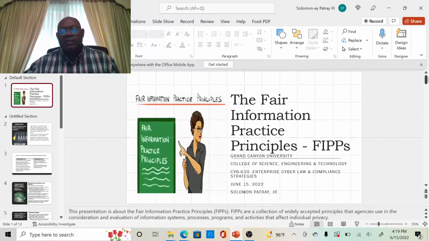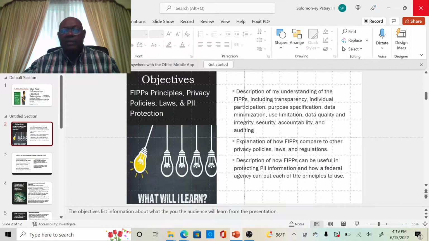Today, my presentation will be about the Fair Information Practice Principles, FIPPs. The objectives of this presentation are to list information about what you, the audience, will learn from this presentation. They include a description of my understanding of FIPPs, including transparency, individual participation, purpose specification, data minimization, use limitation, data quality and integrity, security, accountability, and auditing.